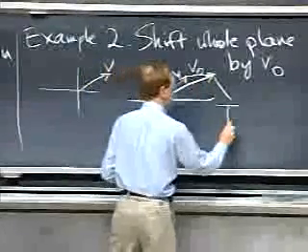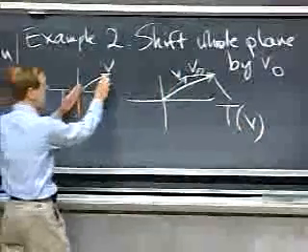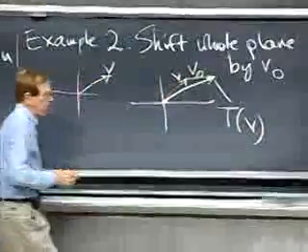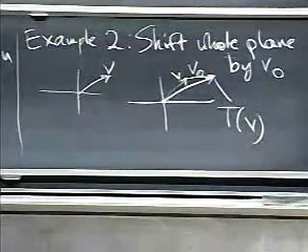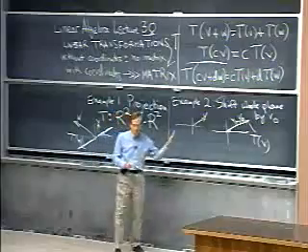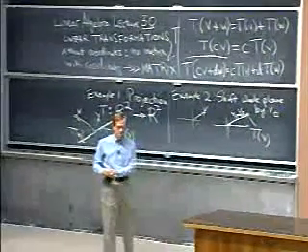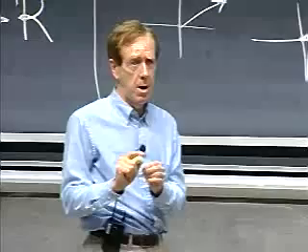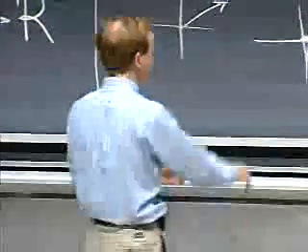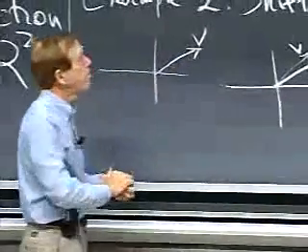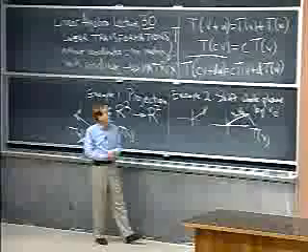You see what this transformation does? It takes this vector and adds a fixed vector to it. Well, that seems like a pretty reasonable, simple transformation, but is it linear? The answer is no. It's not linear. Which law is broken? Maybe both laws are broken. Let's see.